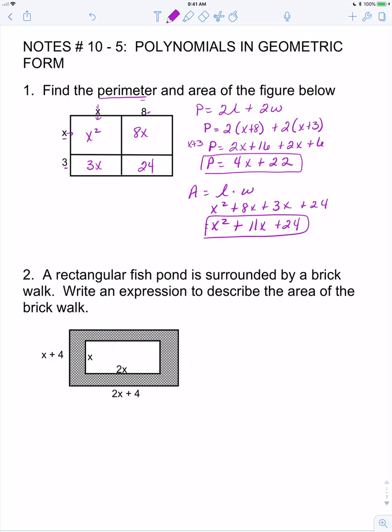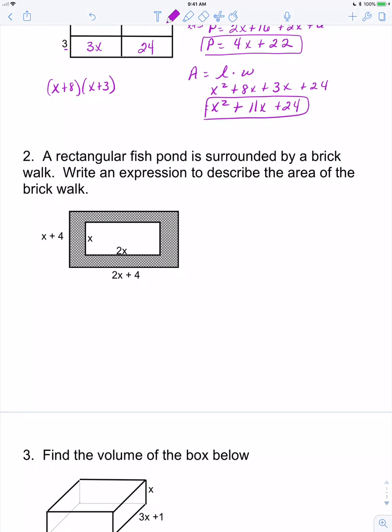Now if we left that as x plus 8 times the x plus 3, just notice you're going to get the exact same thing by multiplying those out. So sometimes setting those up in boxes helps make sure that you do not forget to multiply anything.